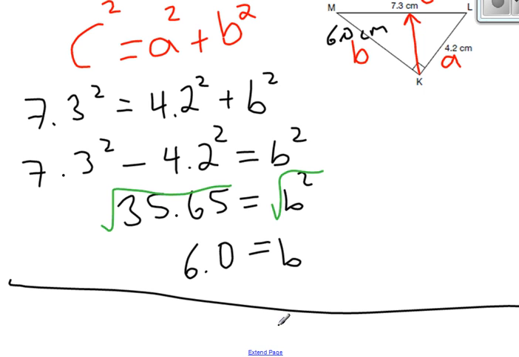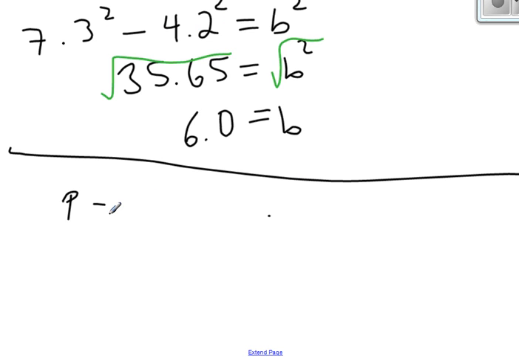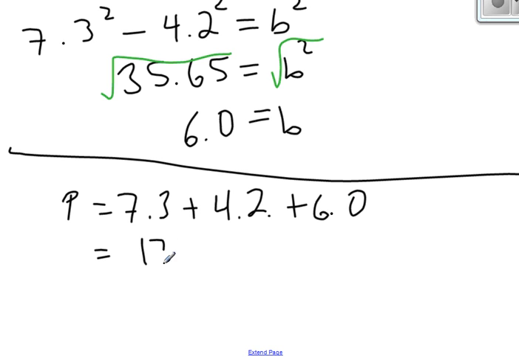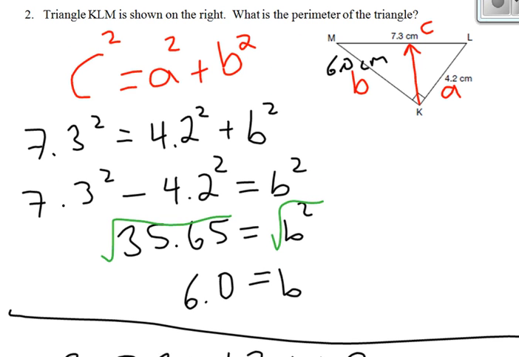So the perimeter is, add up all the sides, perimeter is 7.3 plus 4.2 plus 6.0, which is 17.5, and it was measured in centimeters. Okay, so hopefully a nice straightforward question, Pythagorean theorem, and perimeter. Let's move to question 3.